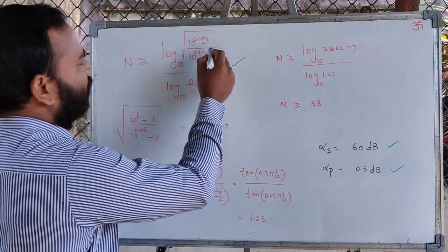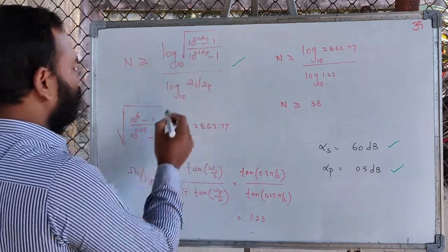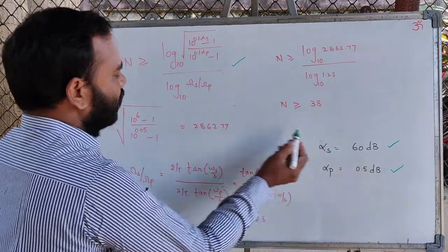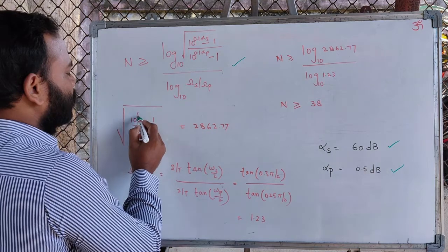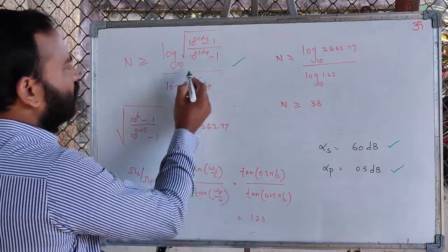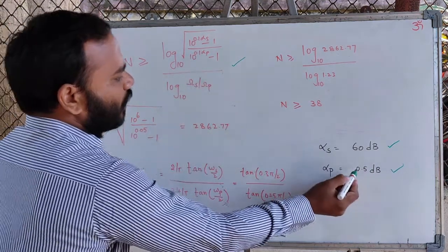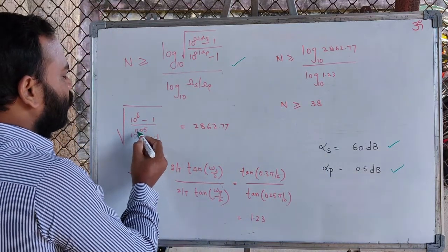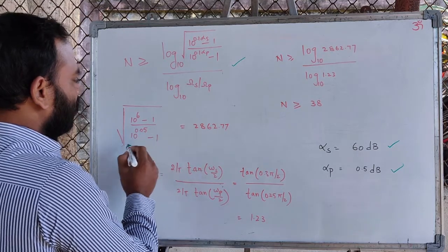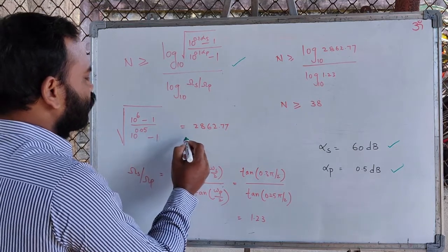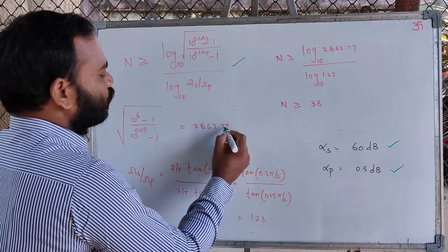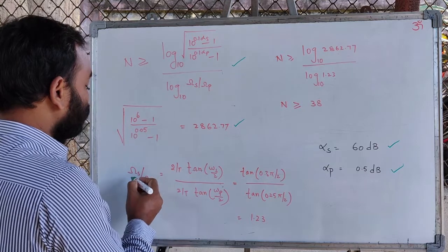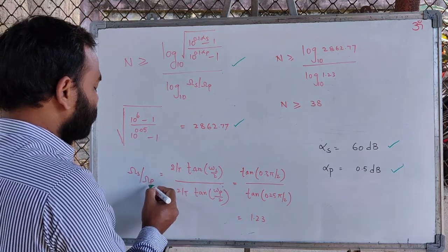First, we will evaluate this square root term. So, the square root of 10 to the power of 0.1 into 60, which is 6, so 10 to the power of 6 minus 1, by 10 to the power of 0.1 into alpha p, which is 0.5, so it is 0.05, so 10 to the power of 0.05 minus 1. So the value of this square root is 2862.77.